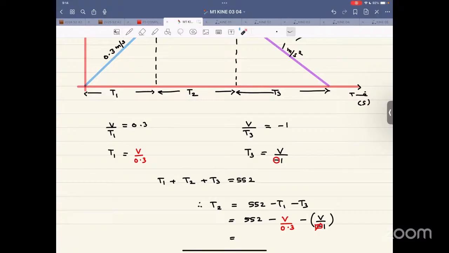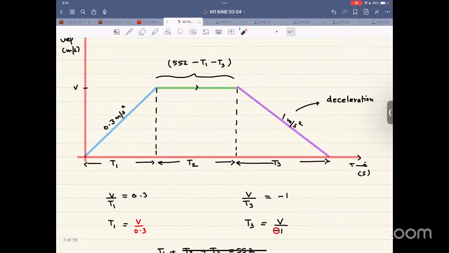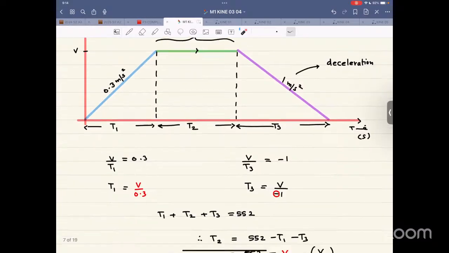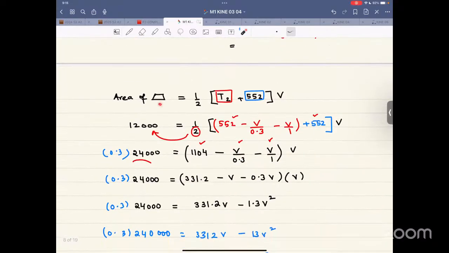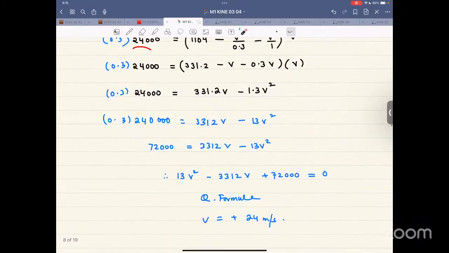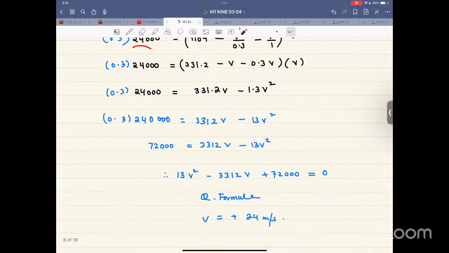Now, what else is there? Then this thing is 552 minus T1 minus T3. This is T3, this is T1. And if I write this T2 in terms of T1 and T3, that is this much. So this minus and this minus would cancel. Area of trapezium, half sum of parallel sides into height. So this is T2, and this one is 552. We work it out, we simplify, just look at all the working, and then we get this thing out.